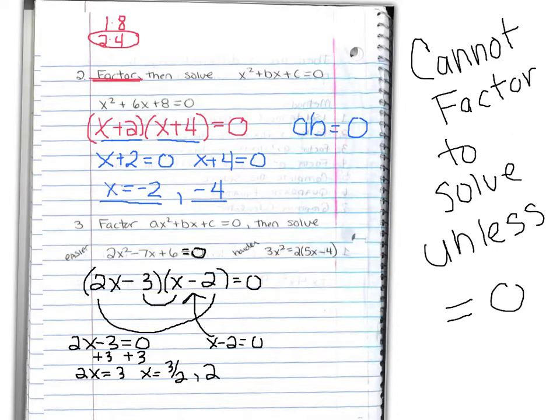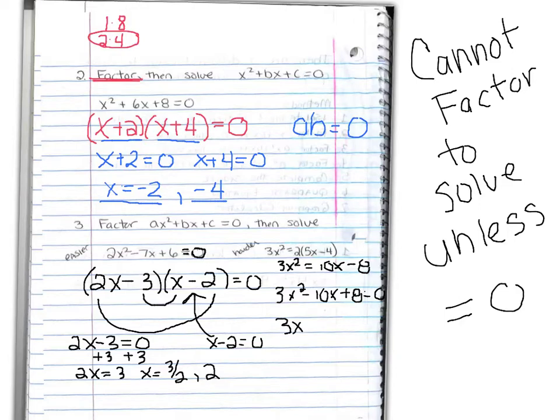So your possible solutions for this quadratic are 3/2 or 2. In the harder example, the problem exists that you can't factor unless it's equal to 0. So for this problem, you have to take the 3x squared equals 10x minus 8, move everything over to the left side, 3x squared minus 10x plus 8 equals 0, then work out the factoring.